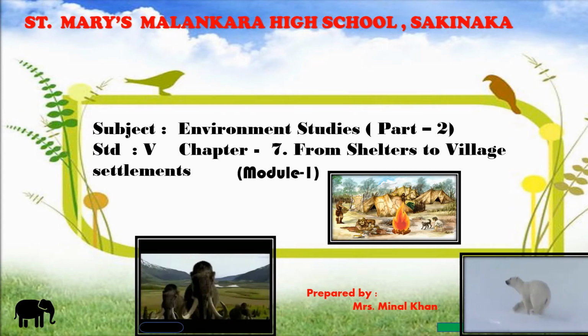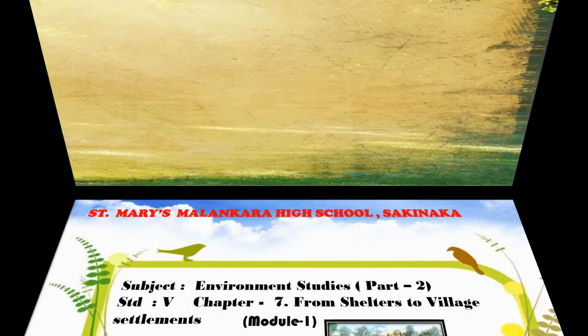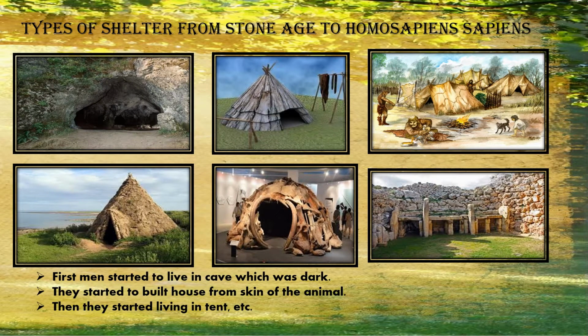From shelter to village settlement. Types of shelter from Stone Age to Homo sapiens sapiens. The first house of the Stone Age was a cave, which was built by cutting the big rocks. After a while, they decided to live in the open space.